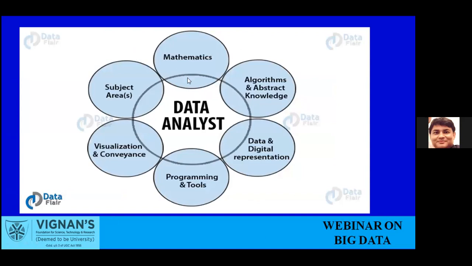Now, these are the skills you require to become a data analyst. You should be good at mathematics and algorithms, and some programming languages like Python, Ruby or R. You should also have statistical knowledge, and knowledge of programming tools and visualization tools. If you have these skills, you may become a good analyst.